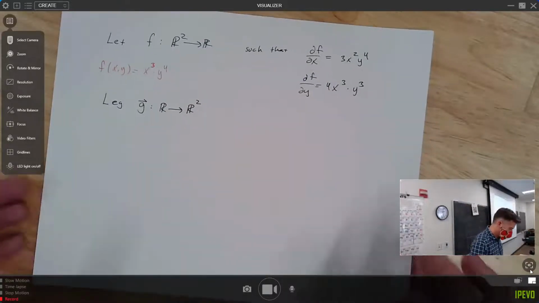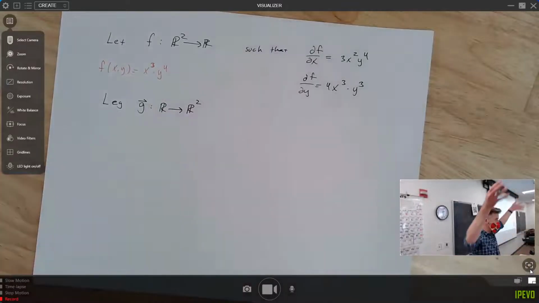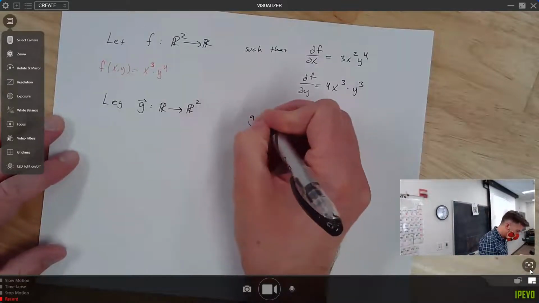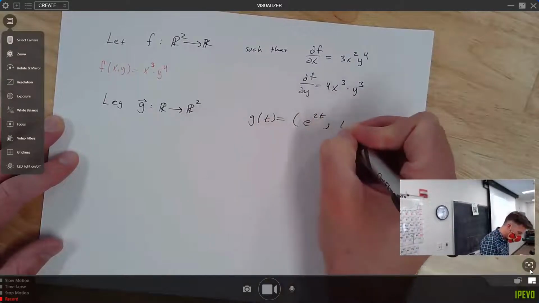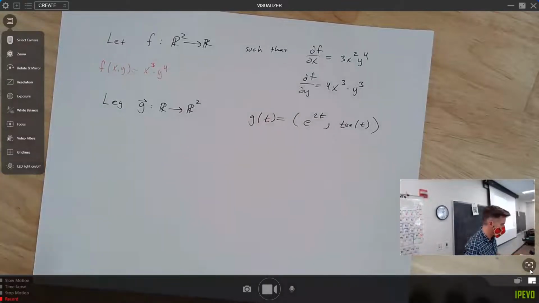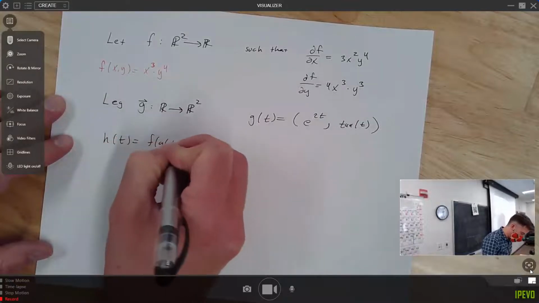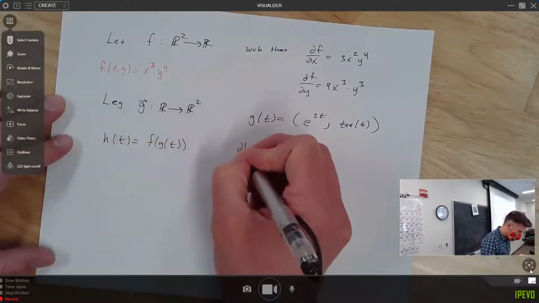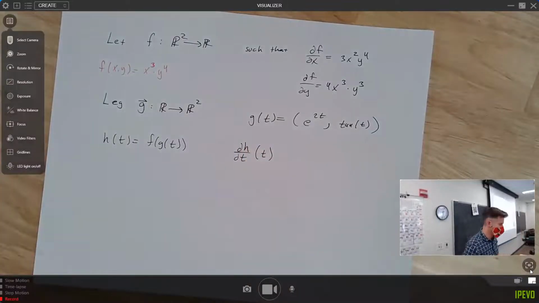Okay. So this is just saying you have an input and your output is an ordered pair. And I've made up, in this particular case, G of t is e to the 2t comma tangent of t. Now, here's where I feel like things get really bizarre. We're going to say that h of t is f of g of t, and we want to determine dh dt evaluated at t, which seems especially strange, but whatever.